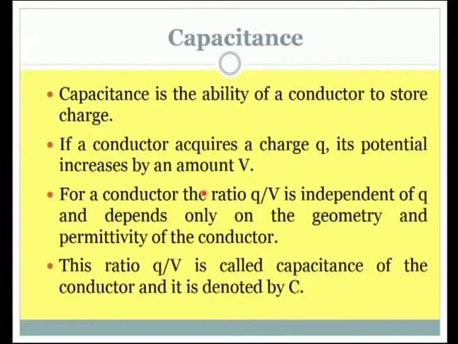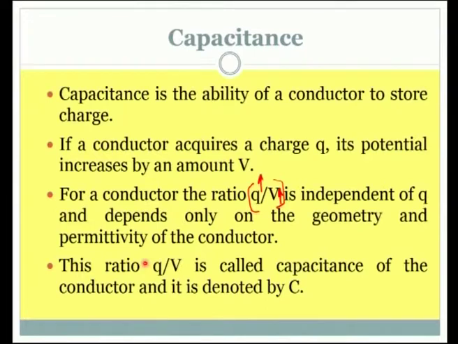Now, what is capacitance? For a conductor, the ratio q divided by V is independent of q and depends only on the geometry and the permittivity of the conductor. What is the ratio? The q divided by V, this quantity is independent of q. How do we say it is independent of q? If we increase the charge q, will it not increase the potential also? This also will rise, right.